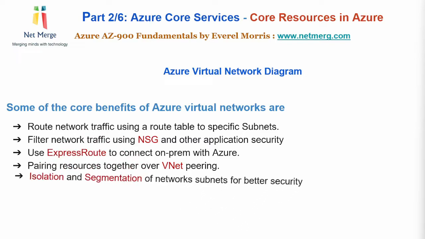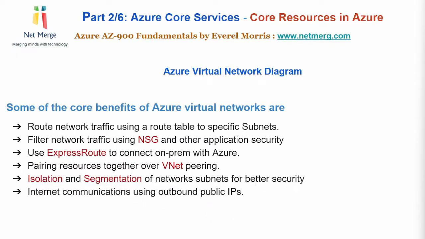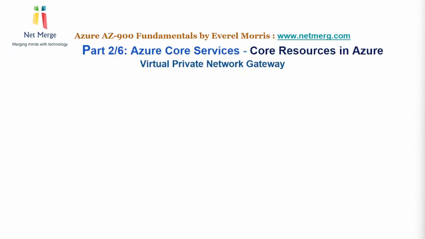You get resource peering, you get isolation and segmentation. That is, if you want to isolate a different department, like your accounting department, you could isolate it and segment it into a different subnet behind your public VNet. You get internet communication using outbound public IP addresses. So there's a lot of benefits that you could get from your VNet.